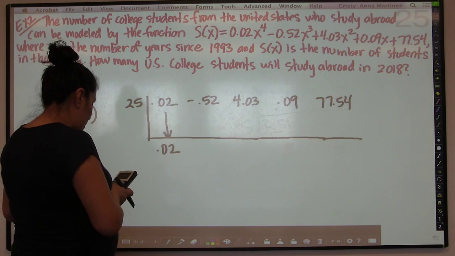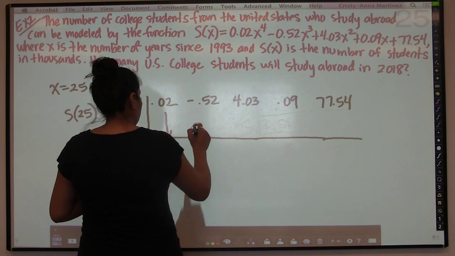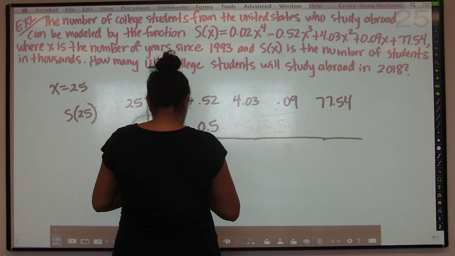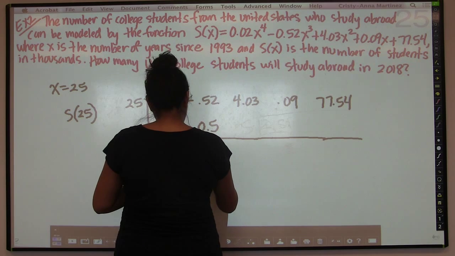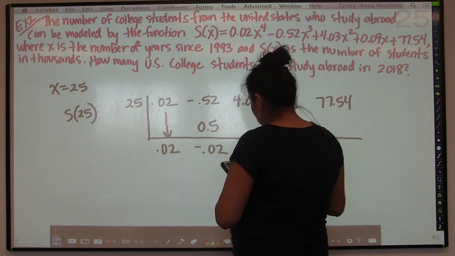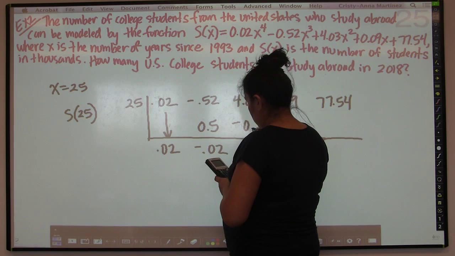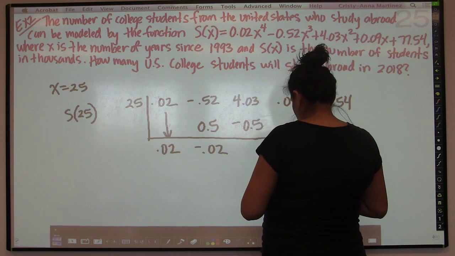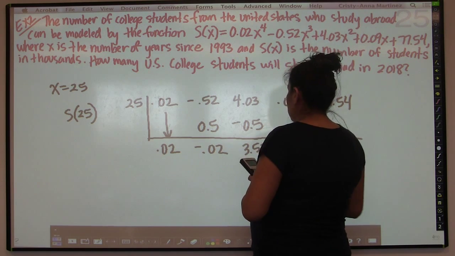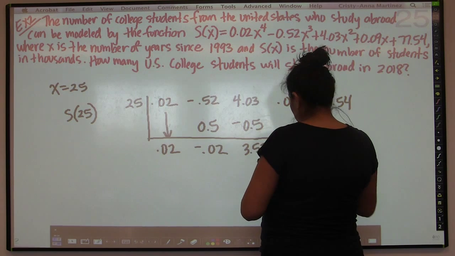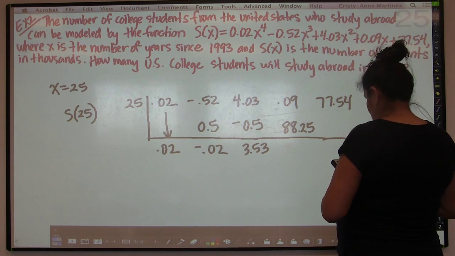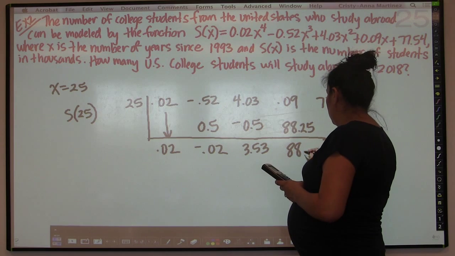So we're going to go 25 times 0.02 is going to be 0.5. And 0.5 minus 0.52 is negative 0.02. And negative 0.02 times 25 is negative 0.5. And negative 0.5 plus 4.03 is 3.53. And 3.53 times 25 is 88.25.